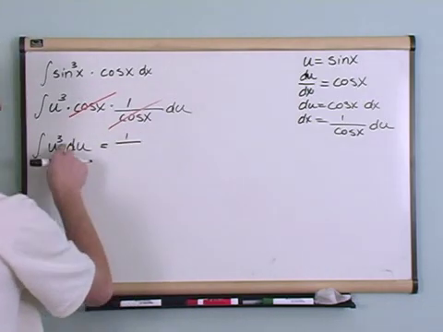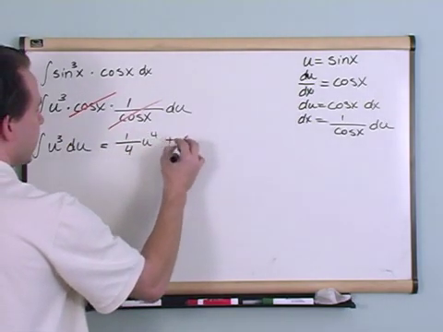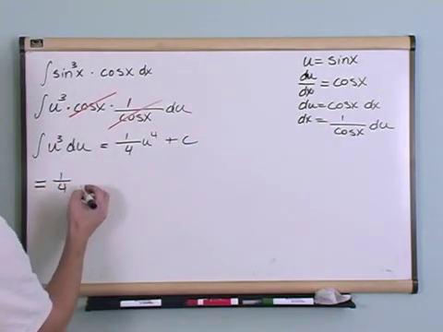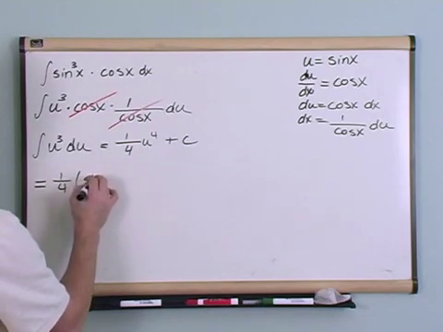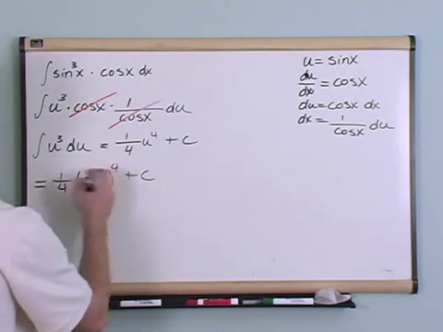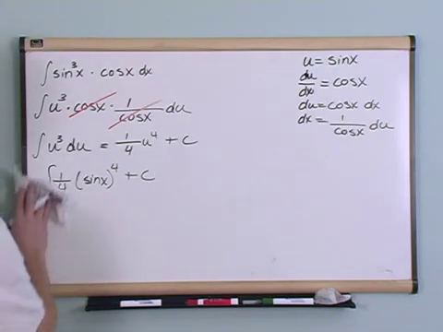So how do you integrate this? Exponent plus 1 is 4th, u to the 4th plus a constant. And so what you'll end up having is 1/4 sine x to the 4th power plus a constant. Okay? Not so bad.